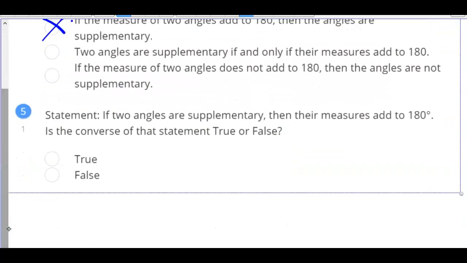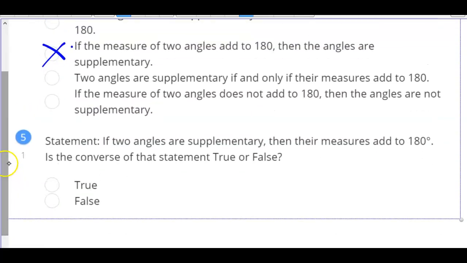All right, if two angles are supplementary, then their measures add up to 180, same statement. Is the converse of that statement true or false? Is it true? So if the measures add up to 180, then the angles are supplementary, and that is true all day long.